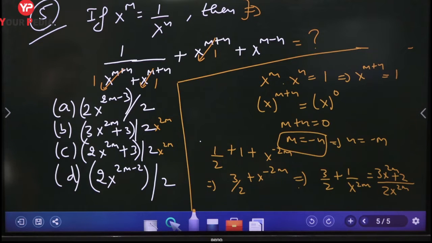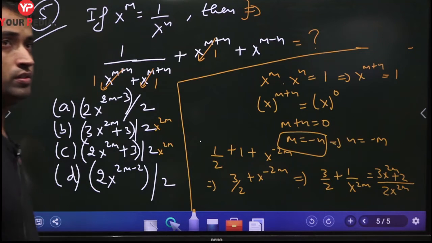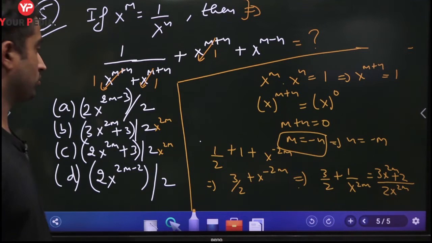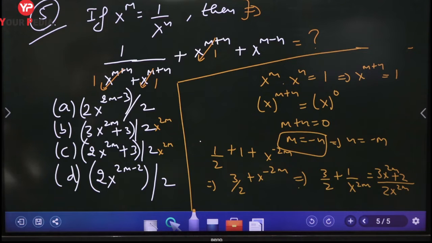So I think must be clear with this question. So these type of questions can also be asked. If you are given with this, and you have to find out the value of this. So my answer would become, so that is this. 3 plus 3x raised to power 2m plus 2.